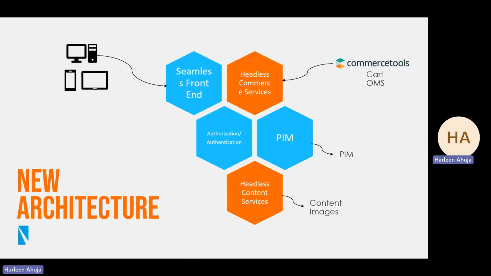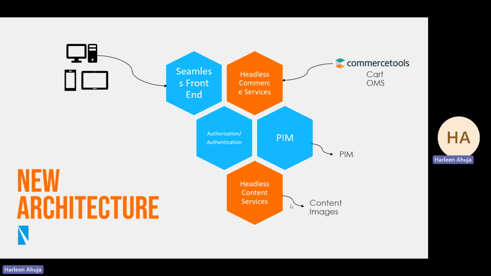So now this is what we have as a new reference architecture, a new architecture which is there to enable MACH. As we can see, we have a seamless front-end solution, which is not coupled with the backend. And then we have headless commerce services, like commerce tools services, which provide all the features from product to cart to OMS to third parties. And then we have a loosely coupled PIM, wherein all the product catalog, categories, everything is kept. And we again have a process to make it secure using authorization and authentication.